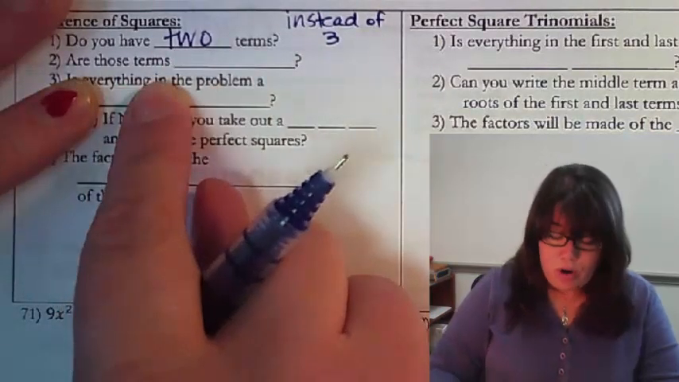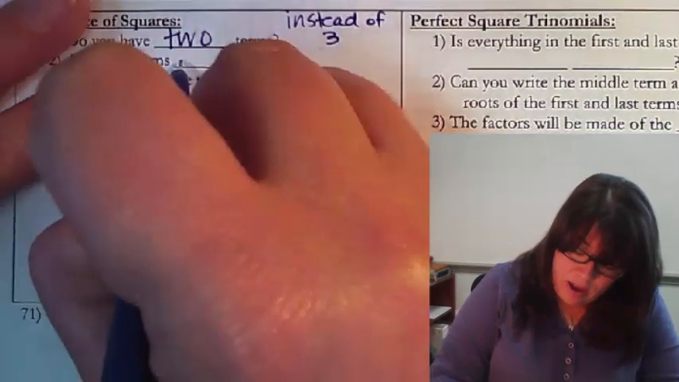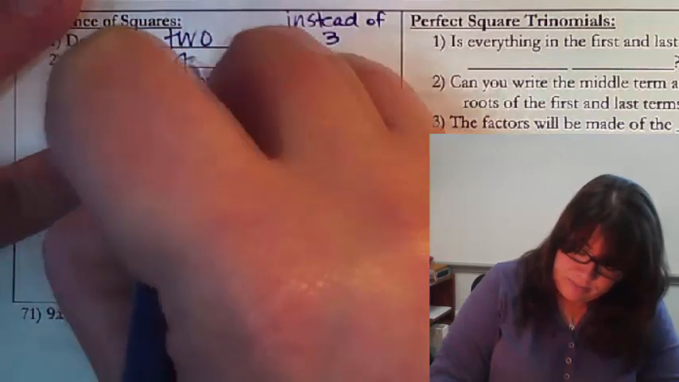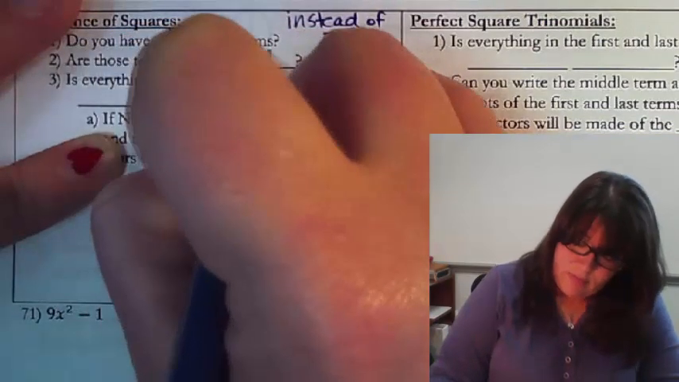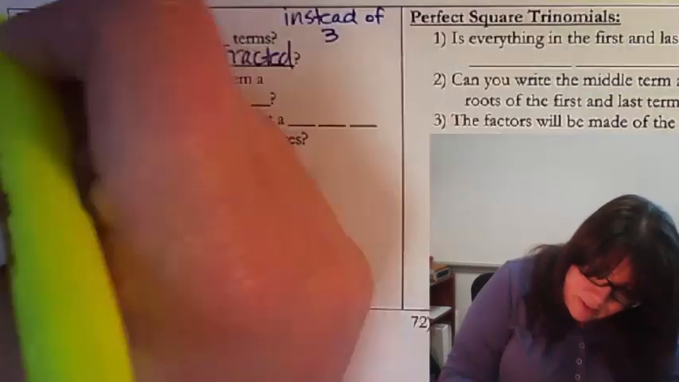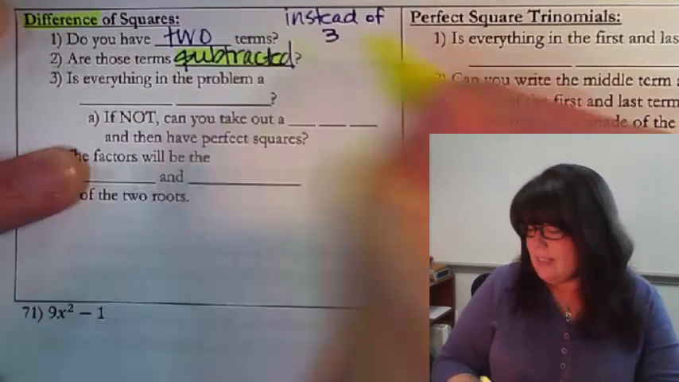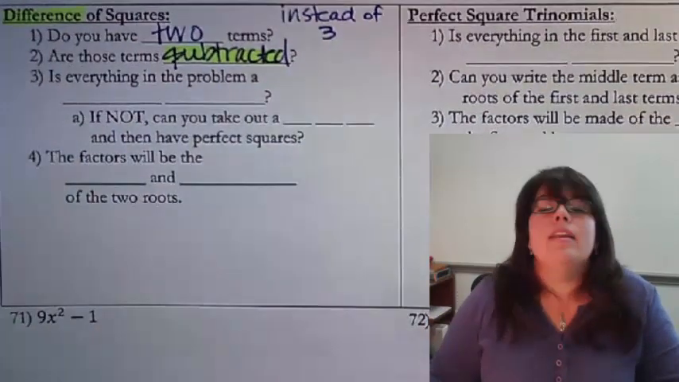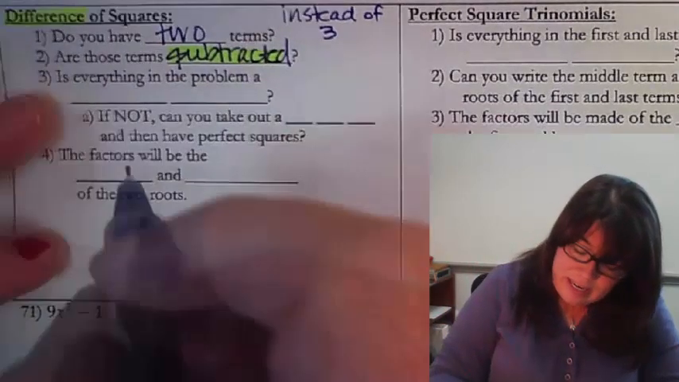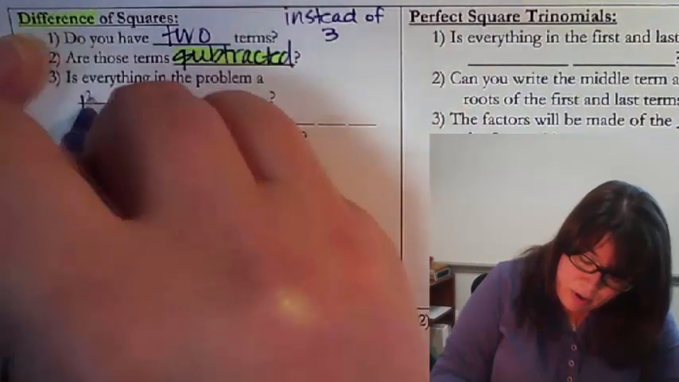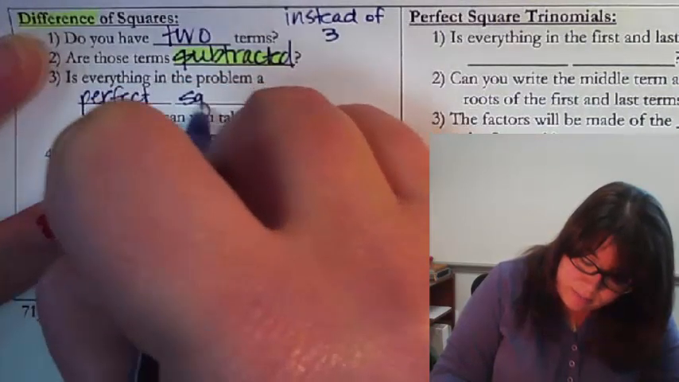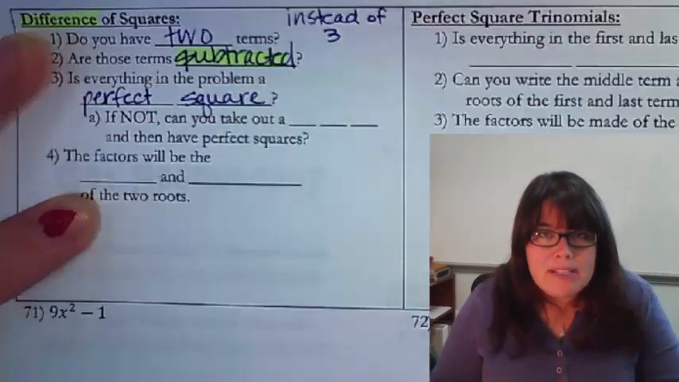Are those terms, so each term, are they being subtracted? This is why it's called a difference of squares. Are they being subtracted? Then, if you have 2 terms and they're being subtracted, you're going to look to see, is everything in the problem a perfect square? What am I talking about when I say perfect squares?